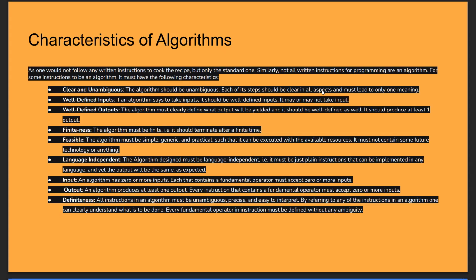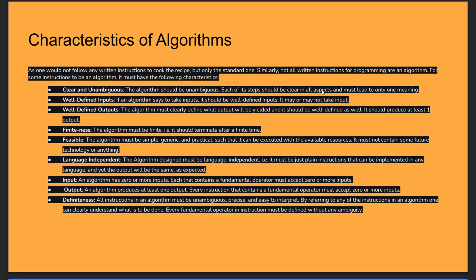Next one, language independent. Whatever language we are designing in and whatever algorithm we are applying, it is language independent. It means whatever language we apply the algorithm in, we will get the exact same output. Suppose we apply an algorithm in English, Hindi, and Telugu for a certain problem, we will get the same output. That's why it is language independent. Here language does not matter. Whatever language you use for a certain problem, you will get the same output.